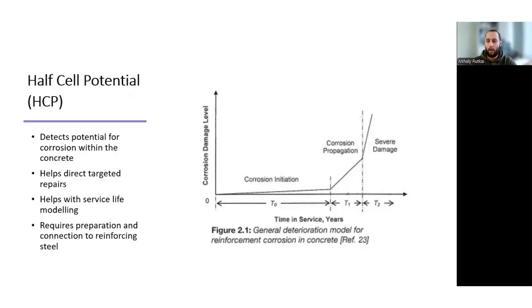With this method, you can create a potential map whereby you can see areas of highest potential and lowest potential of corrosion. This method greatly helps with the proactive maintenance approach, as we talked about earlier, as the potential maps can be used to direct destructive investigations as well as maintenance strategies to the most likely areas of deterioration. Half-cell potential combined with some resistivity measurements also help greatly with service life modeling for a structure.